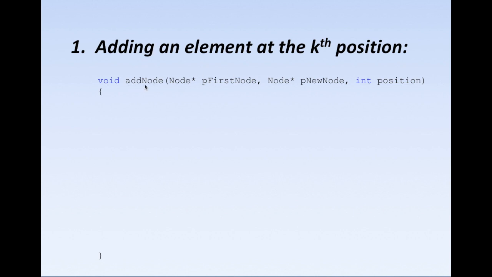The function name is add node. When we add a node, we don't have to return anything, and that's why it's void. Node star P first node, so we always indicate the linked list by a pointer to the first element. So this is the pointer to the first element in the linked list. Node star P new node is the pointer to the new node, and this is the position at which I want to add the new node.